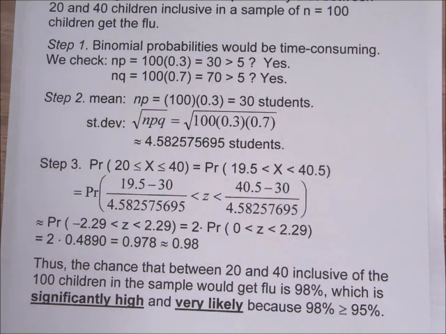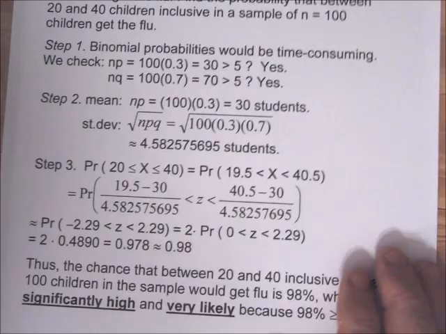So the chance that between 20 and 40, inclusive, of the 100 children in the sample get the flu is about 98%, which is significantly high. And that concludes this presentation.